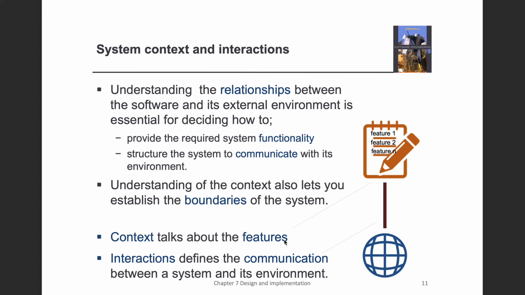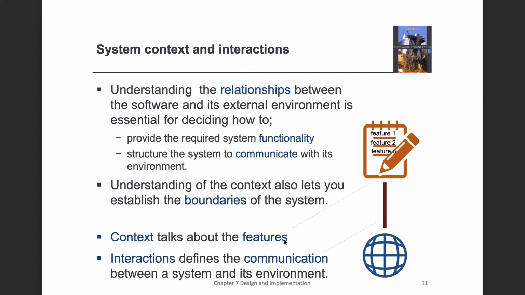First, understanding the relationship between the software and its environment. When you are designing and implementing it, you need to understand what the software and its environment are, and also what provides the required system functionalities, and the structure of the system to communicate with its environment. So you need to know the functionalities of the system and the structure of the system, and that helps you know how it communicates with its environment.